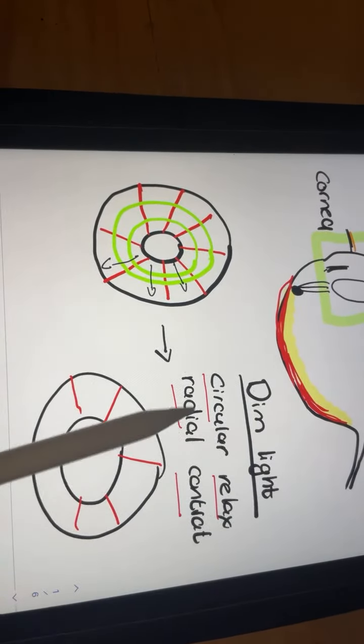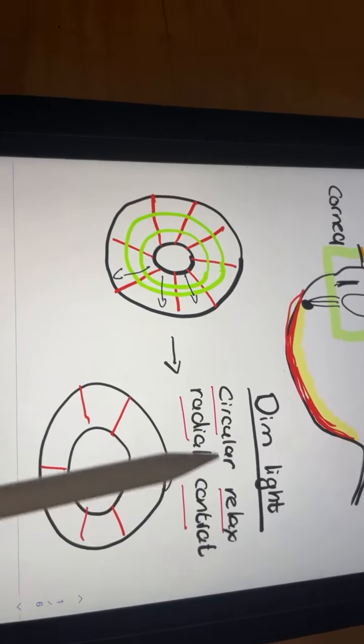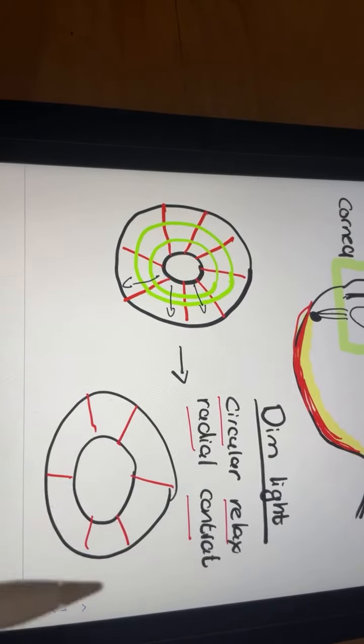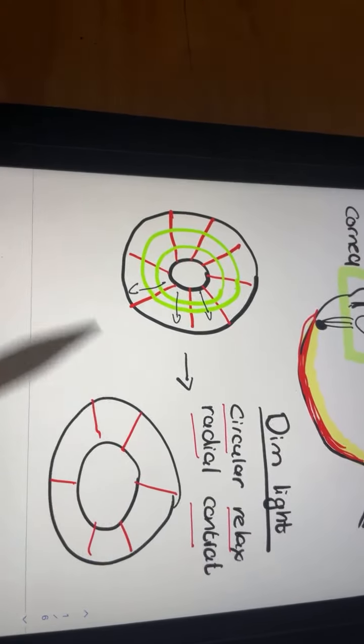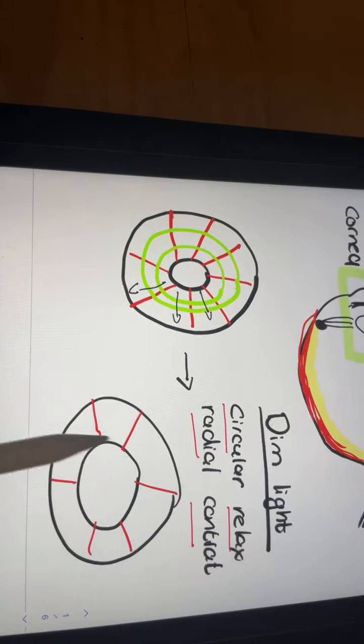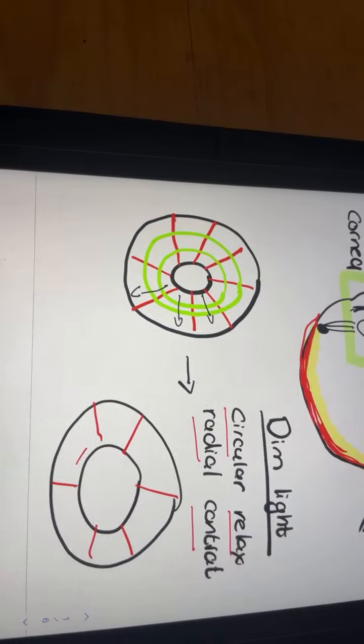Now, this isn't the full answer, because if I was doing this in an exam, I would say, if the eye is looking into dim light, circular muscles relax, radial contract, and then I would go on to say making the pupil larger, therefore allowing more light into the eye. You've always got to round off your answers, and you can see that the pupil has gotten bigger over here, which means, of course, we're allowing more light into the eye.